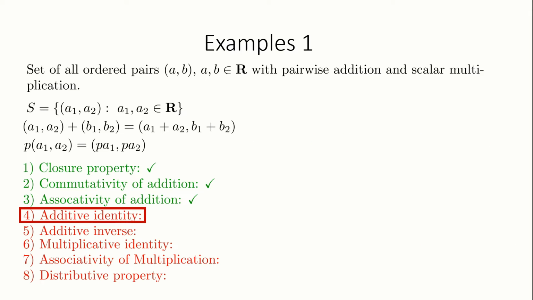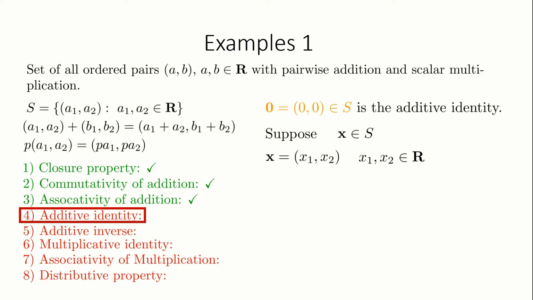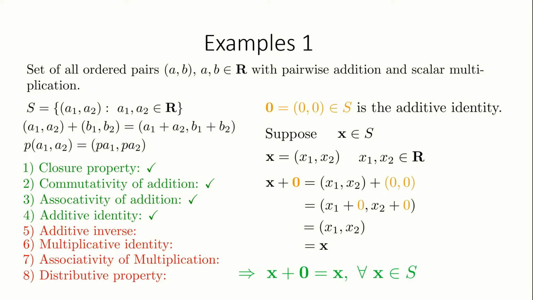Let's see if the set S contains an additive identity. This is a slightly simple example of a vector space, and one can easily identify that the ordered pair 0, 0 is the additive identity or the zero vector. Let's check it. Suppose x is an element of the set S. Let's add x to the zero vector. Add them element-wise and the result is again the vector x. The set S satisfies the fourth condition of having an additive identity.